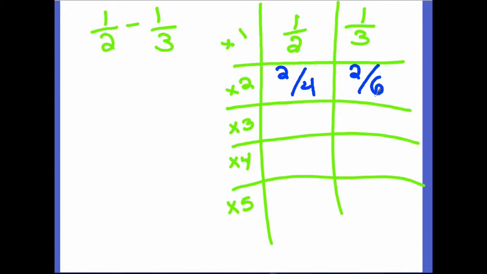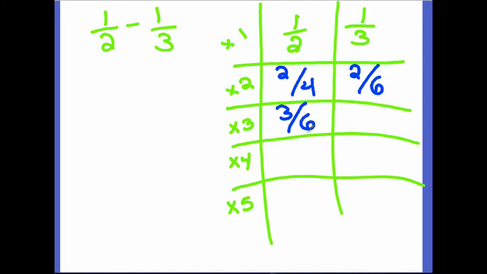The rule is whatever you do to the bottom number, which is the denominator, you do to the top. That's the numerator. And if I multiply the bottom number times 2, I have to multiply the top number times 2. So now I have times 3. How's that work? 3 times 1 is 3. 3 times 2 is 6.